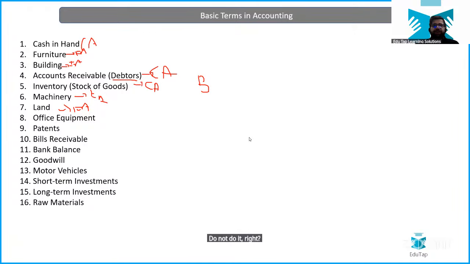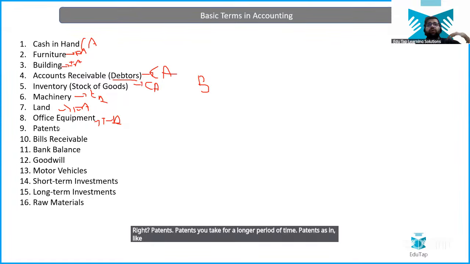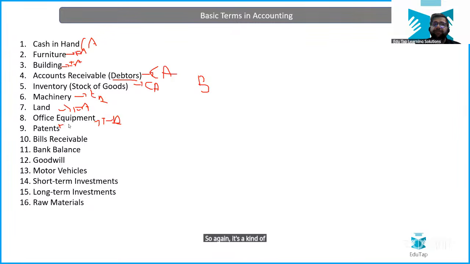Now moving forward. Where were we? Yes, what is the other name of fixed asset? Non-current assets, right? Land, office equipment. Office equipment is again my fixed asset, right? Patents you take for a longer period of time. Patents, as in, this is the logo of my company and you cannot use it. So again, it's a kind of fixed asset, right?